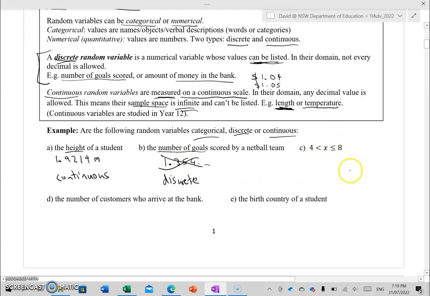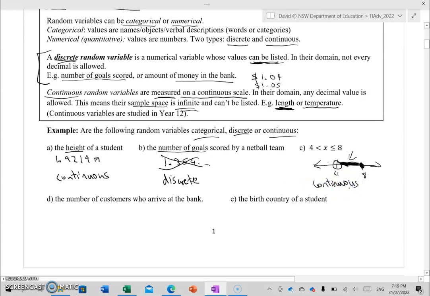Now here we've got an inequality, which can be represented on a number line. So 4 and 8. Closed circle for 8, open circle for 4, and anything in the middle. Notice that any decimal is allowed in this particular range. So there's actually an infinite number of values between 4 and inclusive 8. Therefore, this is continuous.